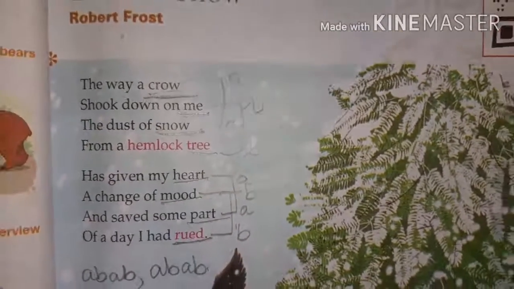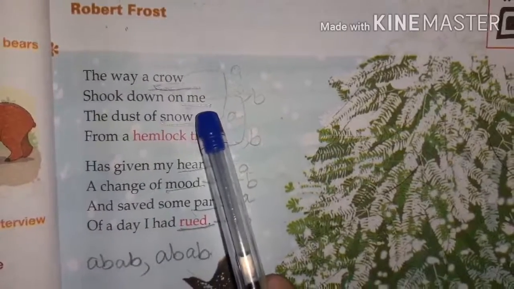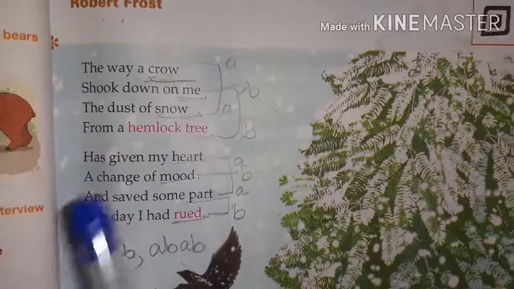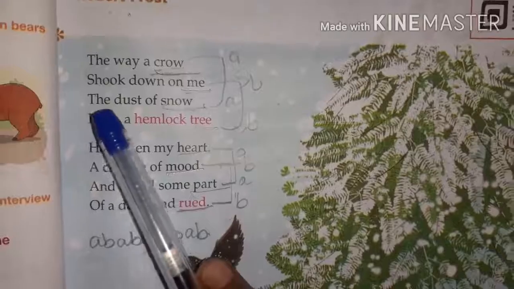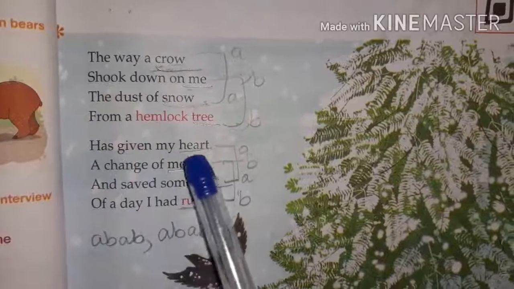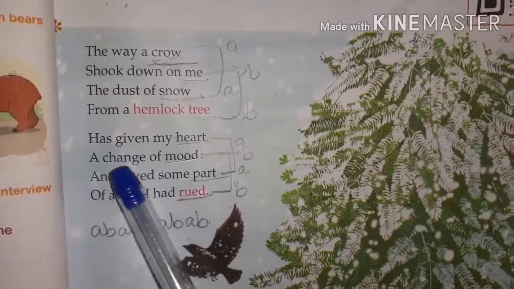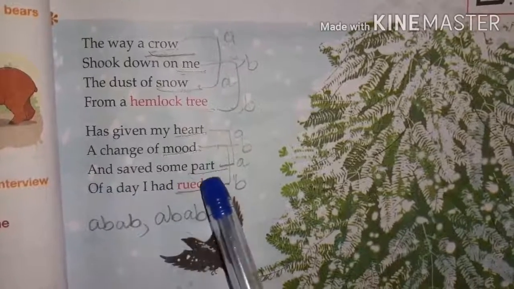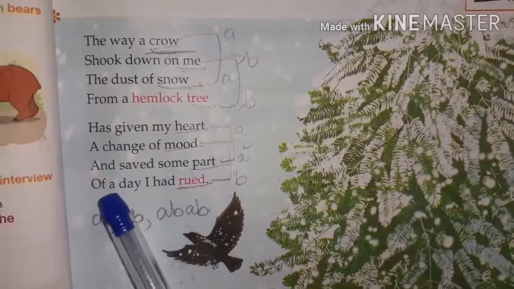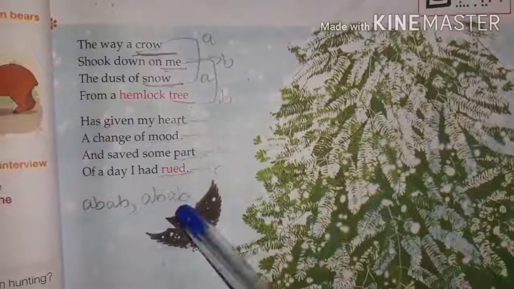And coming back to the poem, I'm going to read it. You just follow that, okay? The way a crow shook down on me the dust of snow from a hemlock tree has given my heart a change of mood, and saved some part of a day I had rued. Okay, so you have to read it aloud for good pronunciation.